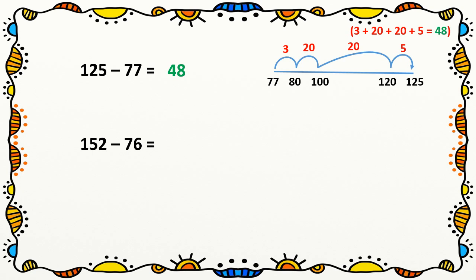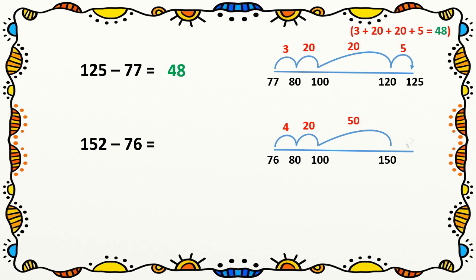152 minus 76 is equal to. 76 onto 80 is 4. 80 onto 100 is 20. 100 onto 150 is 50. 150 onto 152 is 2. 4 plus 20 plus 50 plus 2 equals 76.